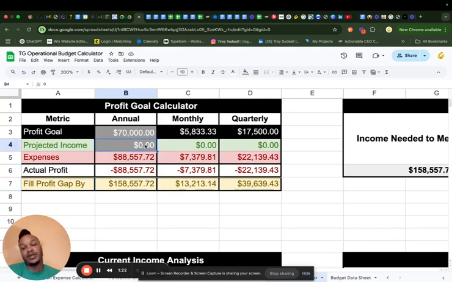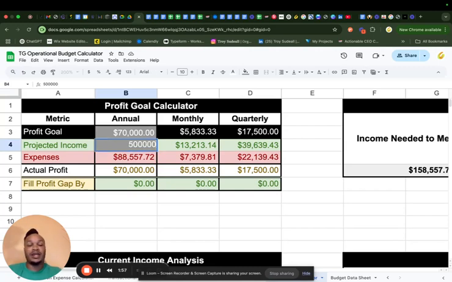Let's say we put that in right here, $158,557.72. Nothing more to fill in, right? Full profit gap is 0. We've met our profit, right? And that is going against what our expenses are. Expenses are $88,557.72. So we need to make $158,557.72 to profit $70,000.